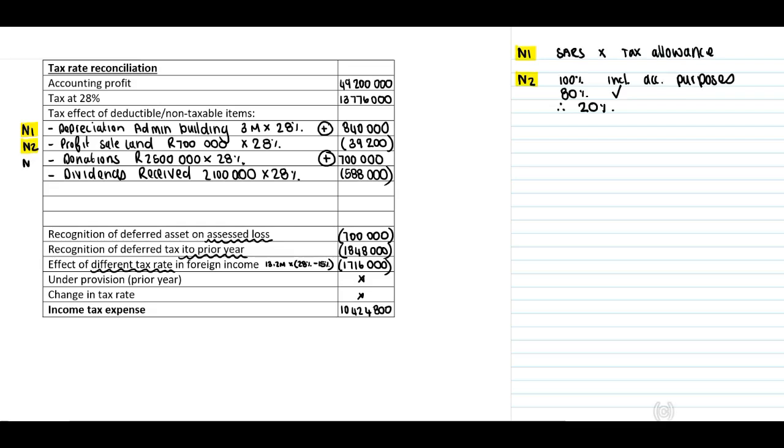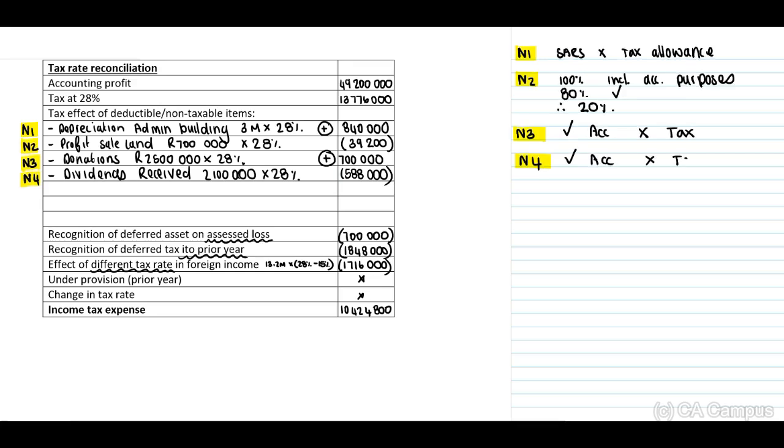Number 3, donations. This is an expense allowed for accounting purposes, therefore included for accounting purposes, but not for tax purposes. Again, no abbreviations. Number 4, dividends received. This is income included for accounting purposes, but not for tax purposes.